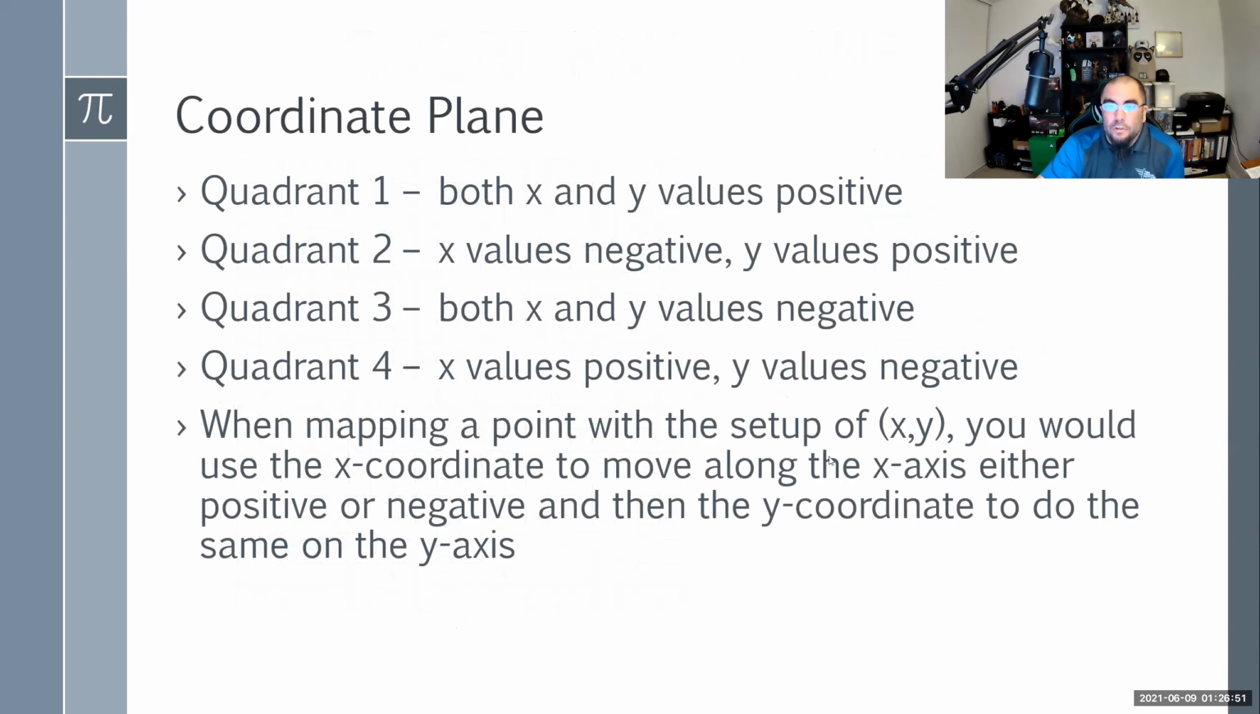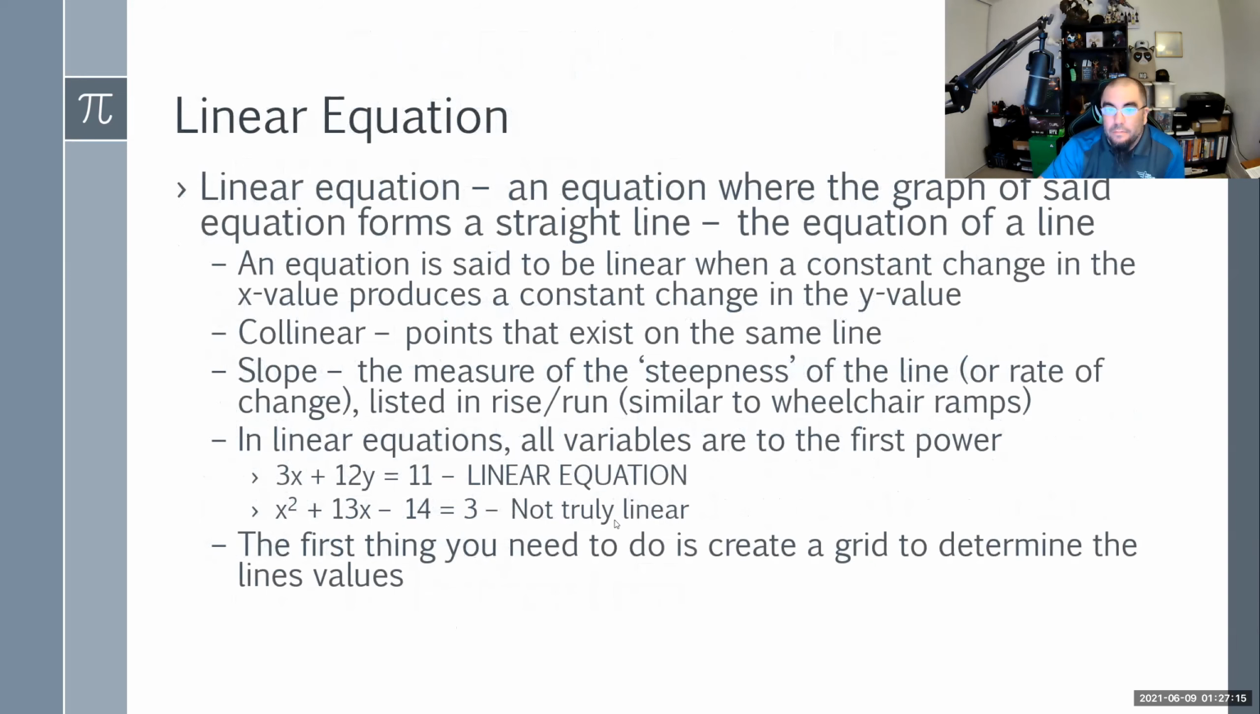So this is just looking at before. So in quadrant 1, both x and y values are positive. In quadrant 2, x value is negative, the y value is positive. Quadrant 3, both are negative. And then in quadrant 4, the x value is positive, the y value is negative. When mapping a point with the setup of x and y, you would use the x coordinate to move along the x-axis, either positive or negative, and then the y coordinate to move along the y-axis, either positive or negative.